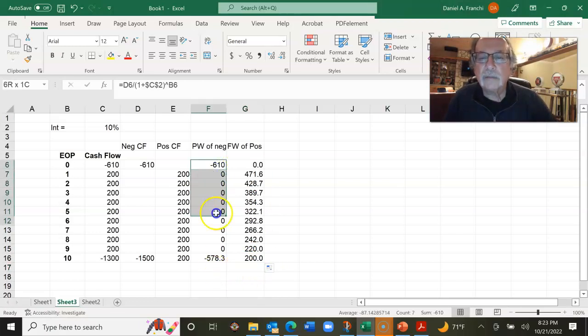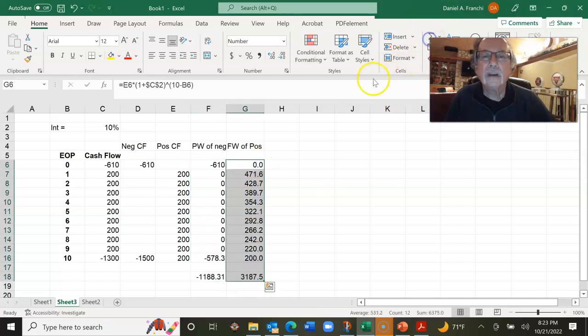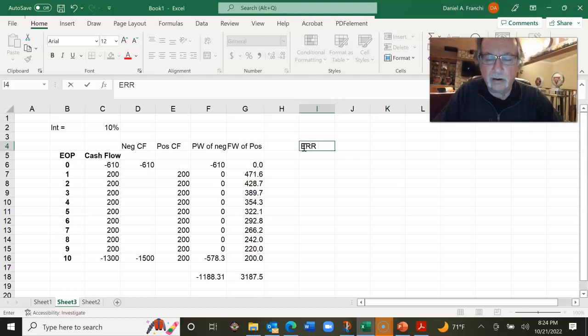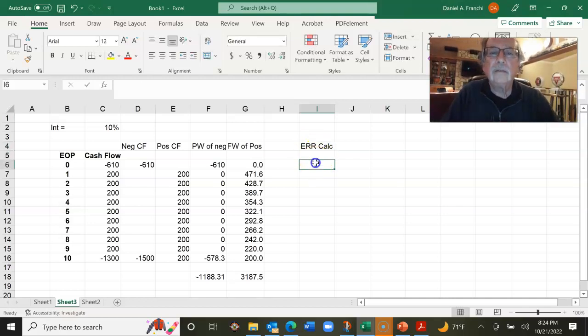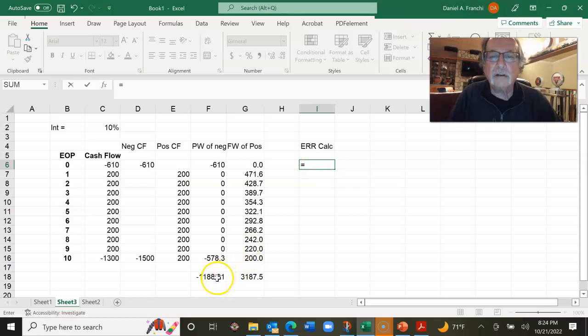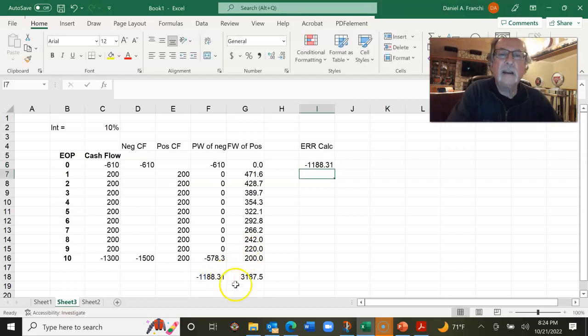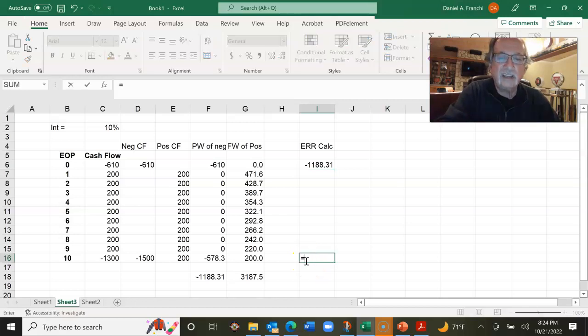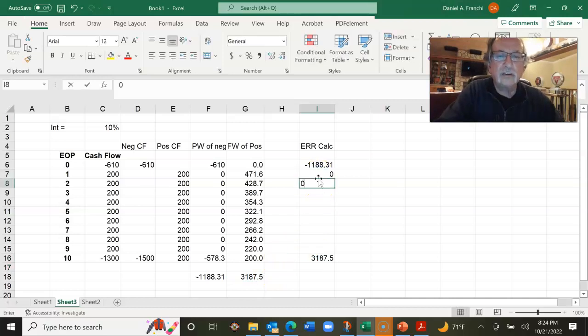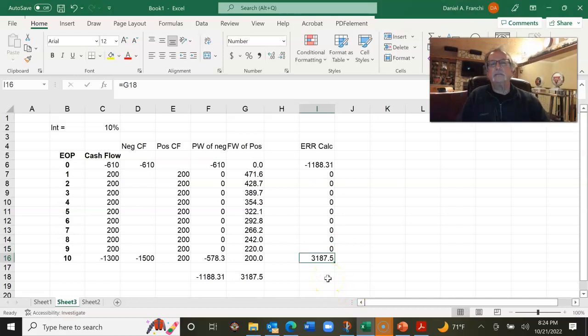And we take this all the way here. If we sum up the present worth of all the negatives, we get negative 1188.31. If we sum up all the future worth of all the positives, we get 3187. So now let's look at our ERR calc. Time period 0 is right there, and time period 10 is this number right here. Then we need to insert all these zeros, because if we don't, we're going to have an error.